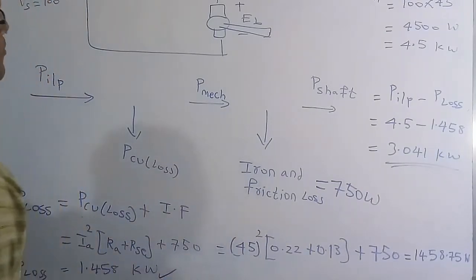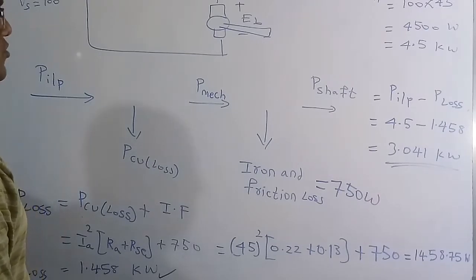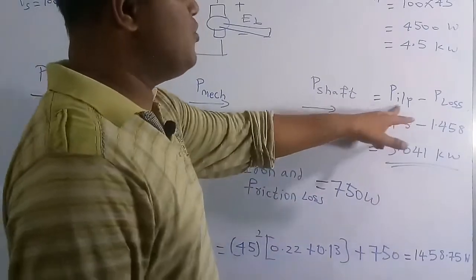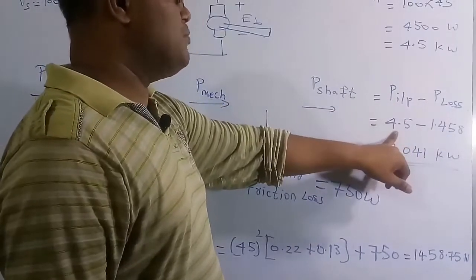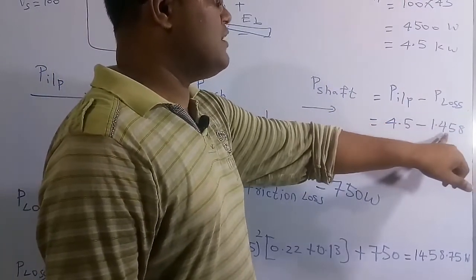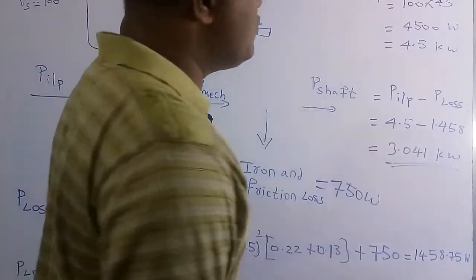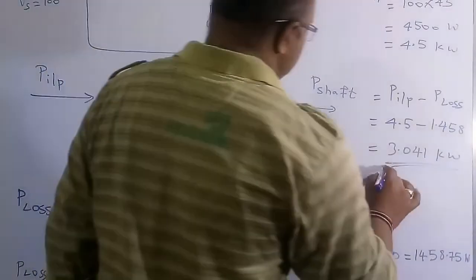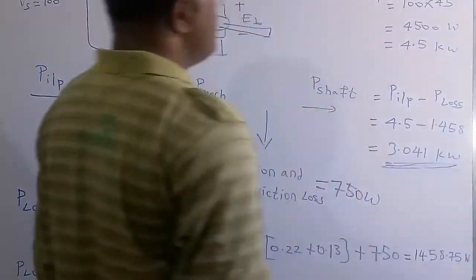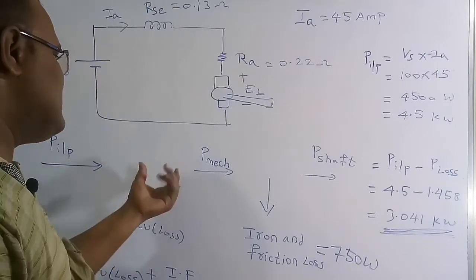So we know the total power loss in this DC series motor, and we know the electrical input power also. So do the subtraction of electrical input power minus power loss. Electrical input power is 4.5 kilowatt and the losses are 1.458 kilowatt. If we subtract, we get 3.041 kilowatt. Therefore the power received by the shaft is 3.041 kilowatt, and this is the power flow diagram of this DC series motor.